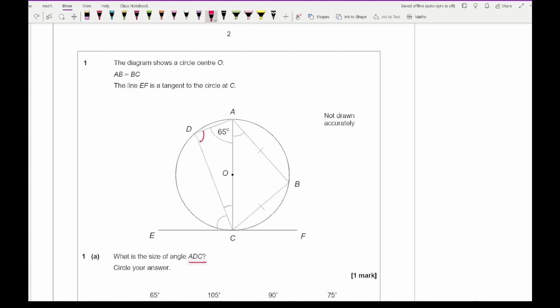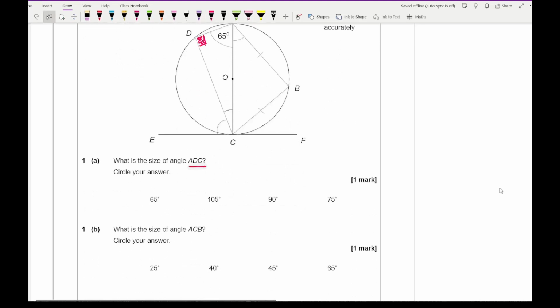Now, looking at this, I can see that AC is the diameter of the circle, and any angle that's opposite the diameter is going to be 90 degrees. So this angle here is going to be 90 degrees. So the option I want to tick is going to be 90. And how do I know that? Is because angles opposite the diameter equals 90 degrees.